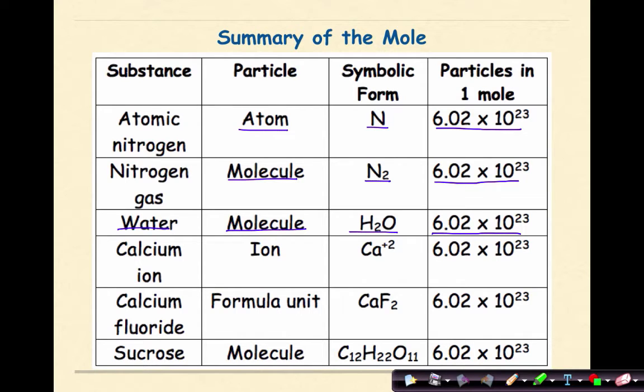A calcium ion, well, that's an ion with a symbolic form of Ca2+, and in 1 mole of calcium ions, I would have 6.02 times 10 to the 23rd ions. Calcium fluoride, which is represented as a formula unit because it's an ionic compound, which formula is CaF2, has 6.02 times 10 to the 23rd formula units in 1 mole. And finally, just like we saw, sucrose is a molecule with a chemical formula of C12H22O11, and in 1 mole of sucrose, we'd have 6.02 times 10 to the 23rd molecules.